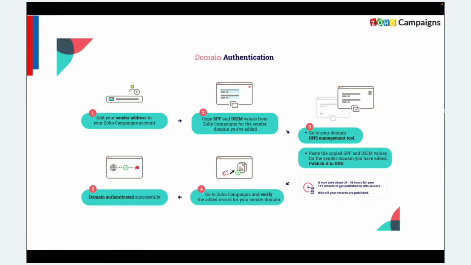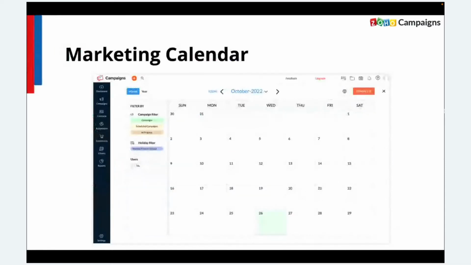So this is the first step of sending out an email campaign, and make sure you do this. And then next is marketing calendar. So this is something that is available for everyone in Zoho Campaign. So you'll have to plan your email campaigns in prior.